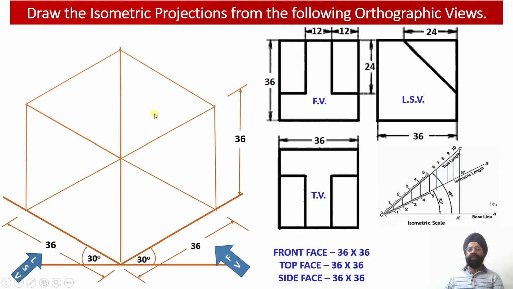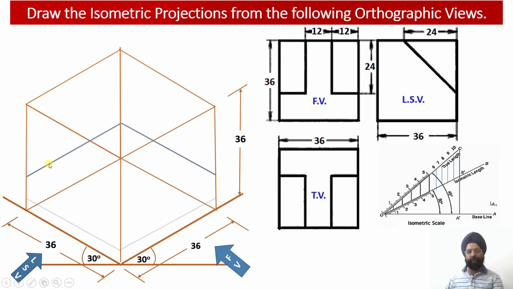Now let us start with the construction of the isometric projections of the solid. As we had discussed, there is a ring over here at the base which is at a height of 12 millimeter. So I am going to draw this bottom ring, having the length equal to 36 millimeter and the height equal to 12 millimeter. Once I draw this bottom ring at a height of 12 millimeter from the base of the solid, I have been able to obtain this part of the front view.